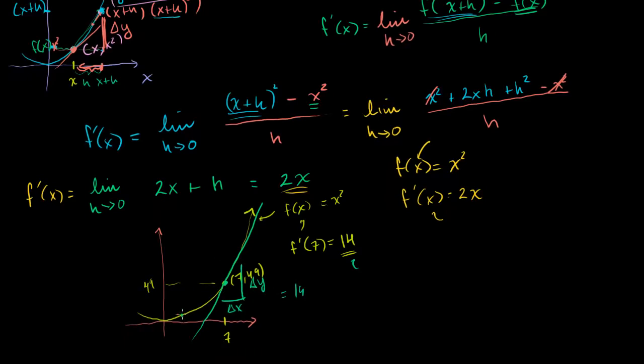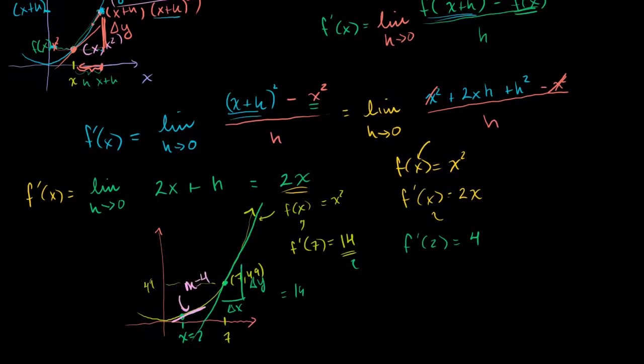If you wanted to find the slope, let's say at x is equal to 2. I said at x is equal to 7, the slope is 14. At x is equal to 2, what is the slope? Well, you figure out f prime of 2, which is equal to 2 times 2, which is equal to 4. So the slope here is 4. You could say m is equal to 4, m for slope.